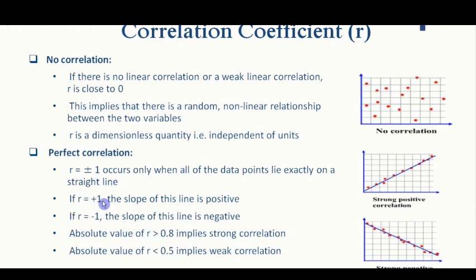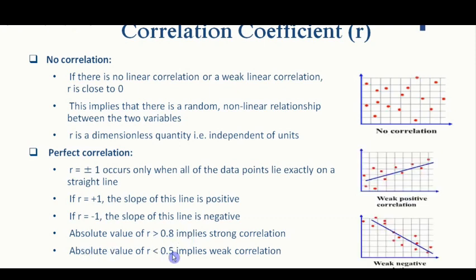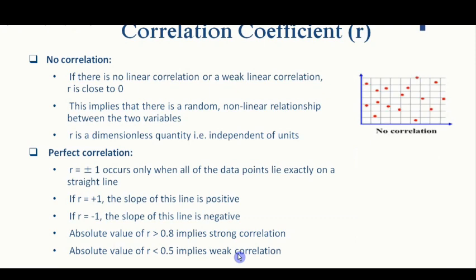R equal to plus 1, the slope of this line is positive. R equal to minus 1, the slope of this line is negative. A value of R greater than 0.8 implies strong correlation. So it can be either a strong positive correlation, or a strong negative correlation if you have R less than minus 0.8. R less than 0.5 implies weak correlation, and R equal to 0 is no correlation.